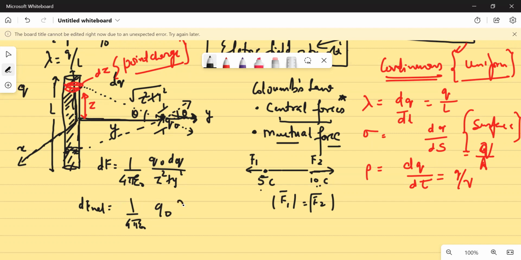So what would be dq? dq would be the total charge divided by the total length, times dz. And then this is z square plus y square. And what would be cos theta? Cos theta would be y divided by root over z square plus y square, if I'm not wrong. So this will be it. Is that clear to you?